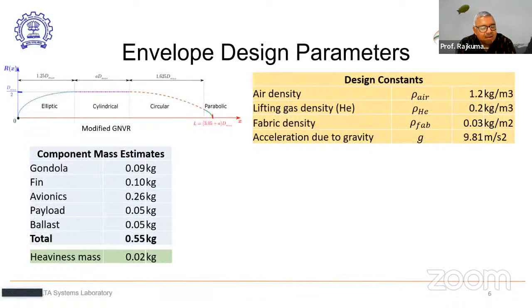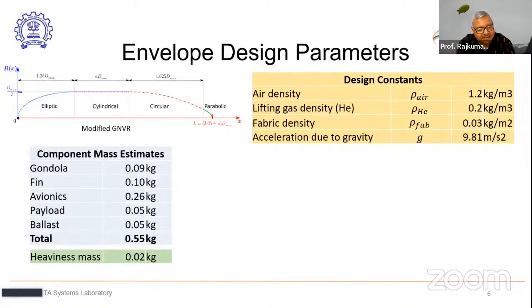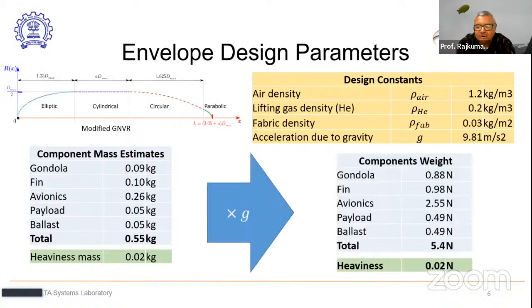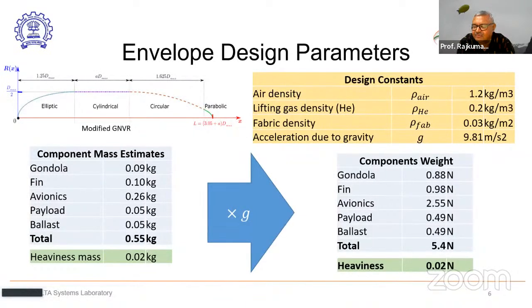So in this particular list, the weight of payload and the ballast has been already prefixed. We have assumed the payload to be 0.05 kg, a small camera, and ballast to be again 0.05 kg. But the weight of the fin, avionics, and gondola has actually been obtained after doing the sizing as explained by Sohan. If you want to convert this into forces to get newtons, just multiply by 9.81. So the numbers are shown in the screen.